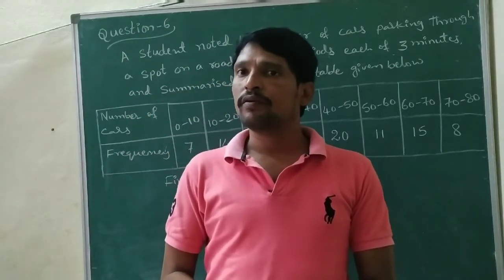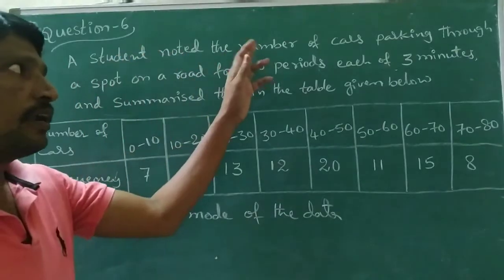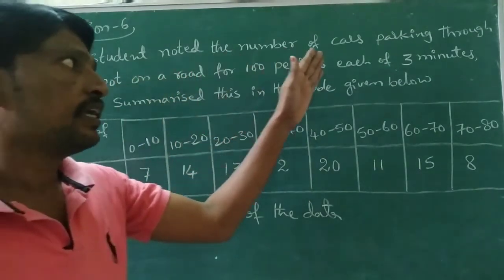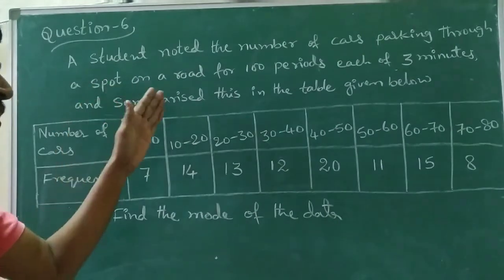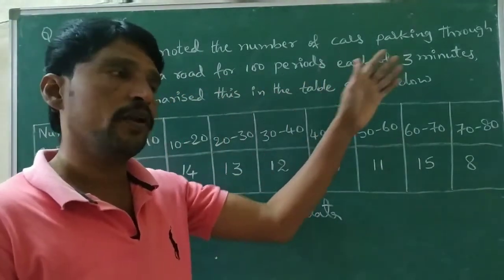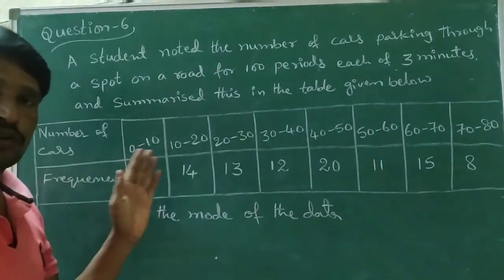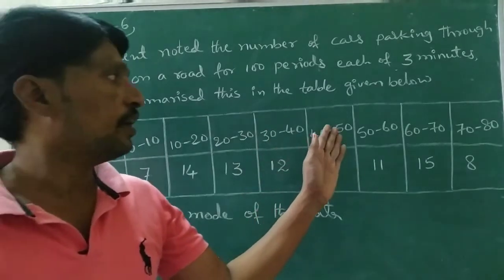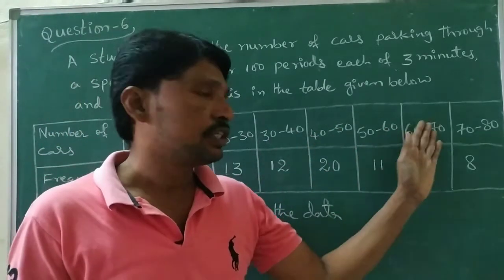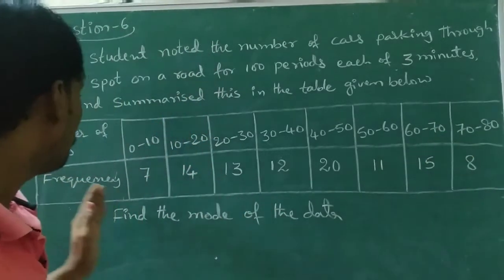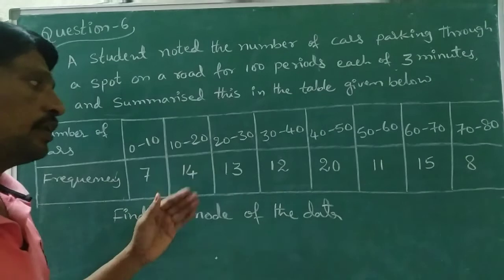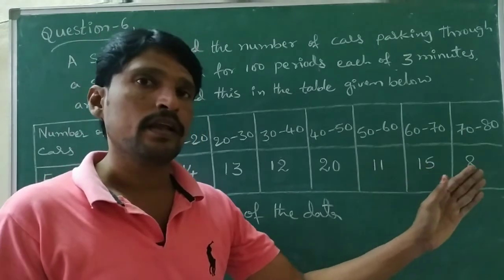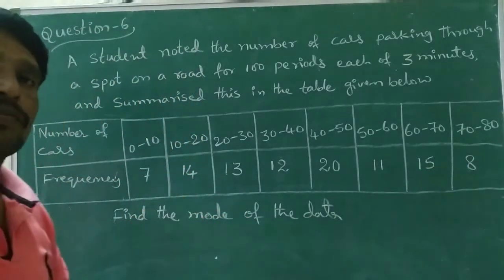Question number 6. A student noted the number of cars passing through a spot on the road for 100 periods, each of 3 minutes, and summarized this in the table given below. Number of cars: 0 to 10, 10 to 20, 20 to 30, 30 to 40, 40 to 50, 50 to 60, 60 to 70, 70 to 80. Frequency: 7, 14, 13, 12, 20, 11, 15, 8. Find the mode of the data.